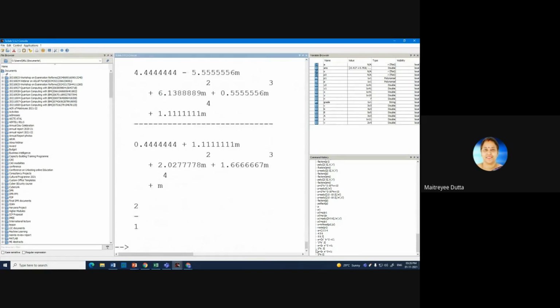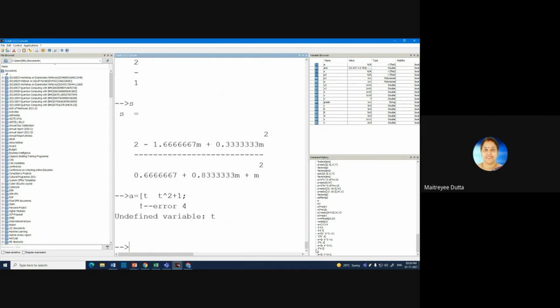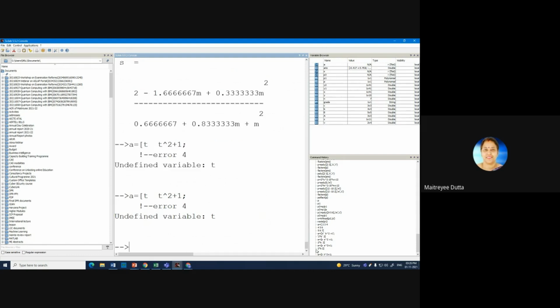There must be some value in S. Okay, S has some value, that's why it is calculating that. Let me take another variable which is not there, say T. It gives the error: undefined variable T.